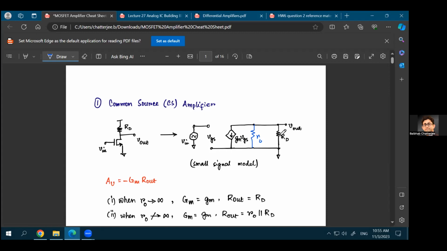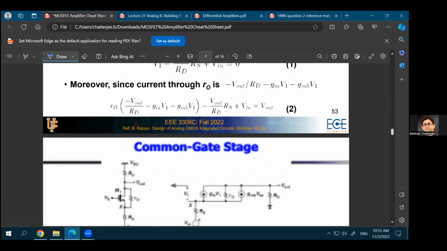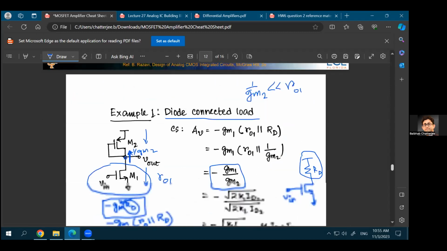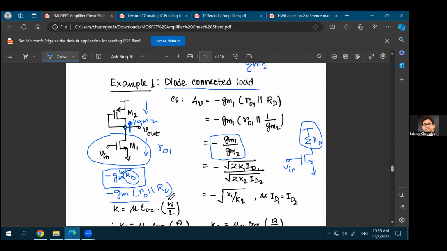If RD is much, much smaller than RO, then you can ignore RO because these two resistances are there and one resistance is much larger than the other. You can ignore that larger resistance. That's what we did when we talked about this particular equation, that okay, your gain is minus GM times RO in parallel with RD. But if RO is much, much larger than RD, then it becomes minus GM times RD. That's what happened in this case.